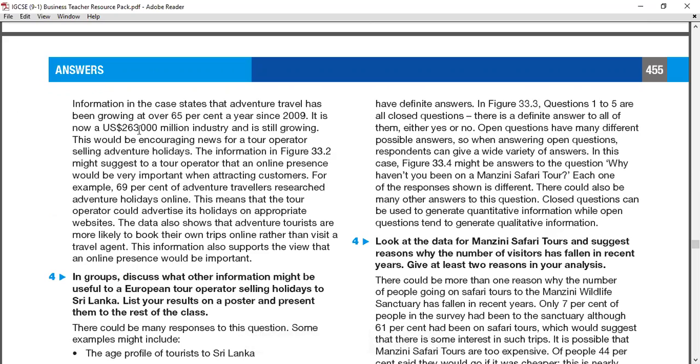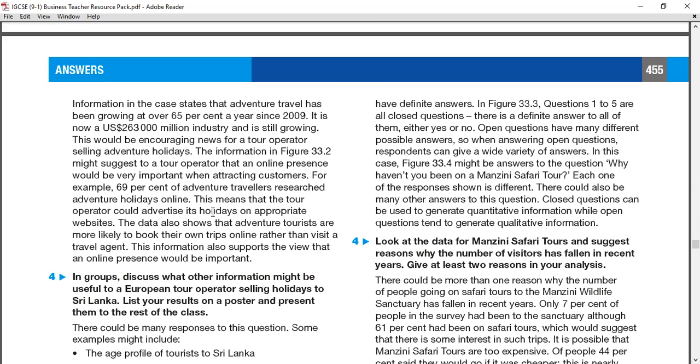The information in this case states that adventure travel has been growing at over 65% a year since 2009. So it is now a US dollar 263,000 million industry and is still growing. This would be encouraging news for a tour operator selling adventure holidays. The information in figure 33.2 might suggest to a tour operator that an online presence would be very important when attracting customers. For example, 69% of adventure travelers research adventure holidays online.